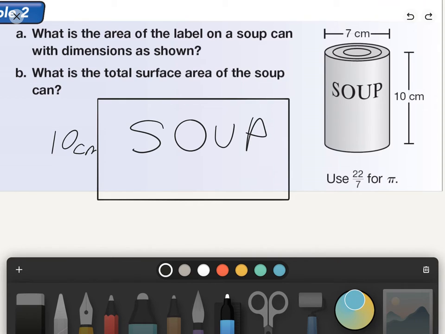How is it a rectangle? Because if you just peel the label off, it's just wrapped around it. If you unwrapped it, it would be a rectangle. Now it has been bent into the shape of a cylinder, but if you unbend it, there's no part of that that's bendy or curvy. It's like the sticky parts.